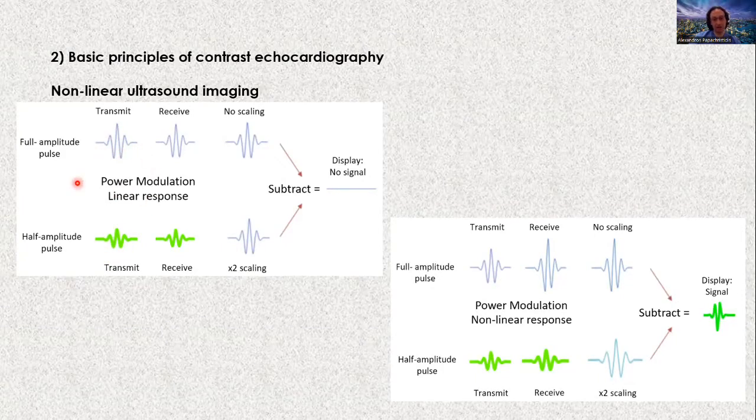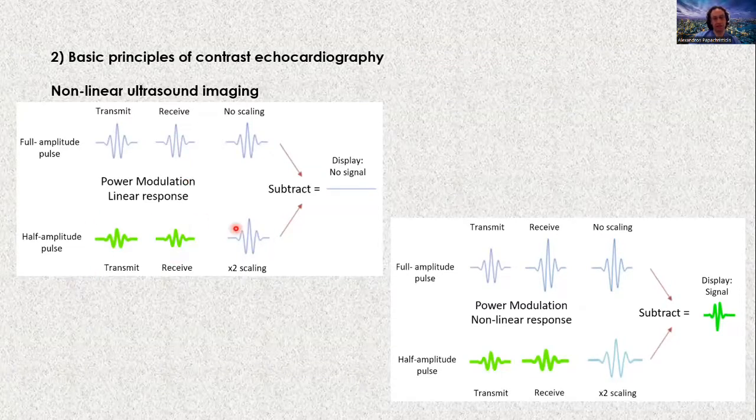Now, you have a reflector with linear response. What you're going to receive here is exactly the same waves that we transmit. So as you can see, it's exactly the same. They don't differentiate amplitude. And the same happens with the half amplitude pulse.